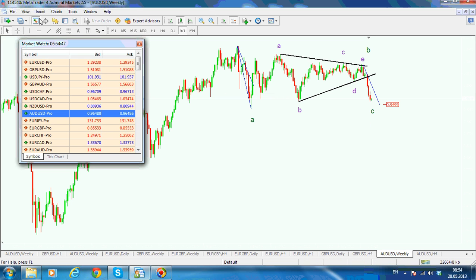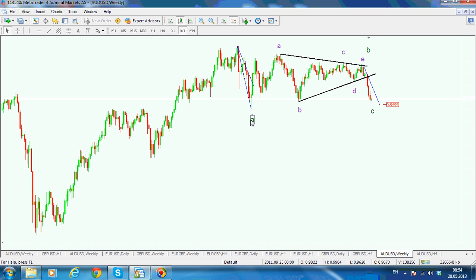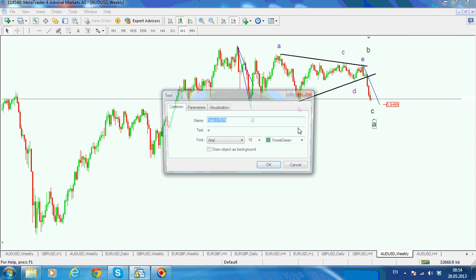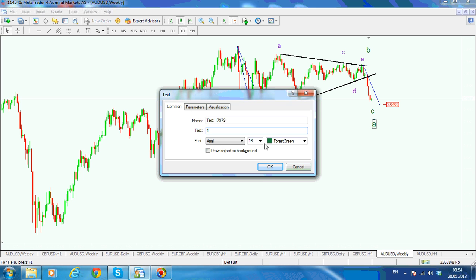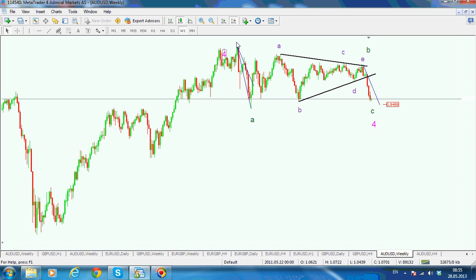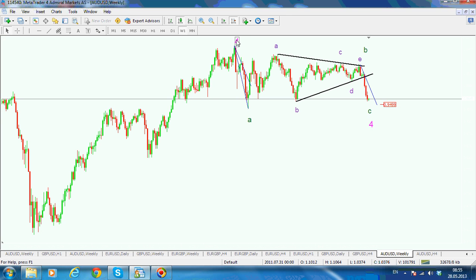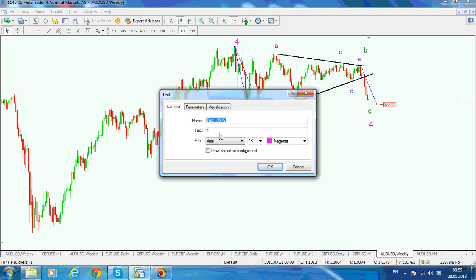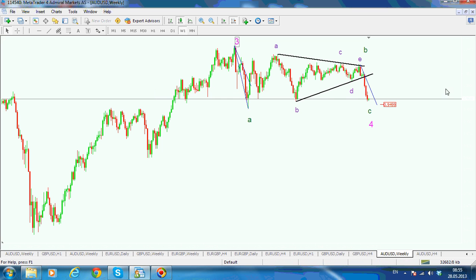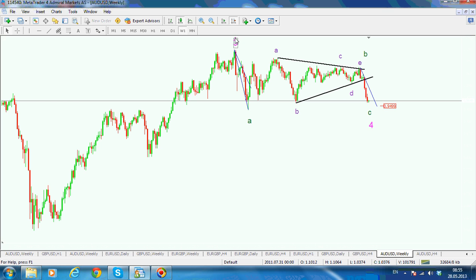so that would be the end of an A, B, C, and that might be the end of a fourth wave of a higher degree. So fourth wave of a higher degree. And then probably this is the end of a third wave of a higher degree. Now, if that is the case, I will be cautious on the short side, even if these lows are going to be taken, even if the previous lows are going to be taken. I will still be cautious on the short side.